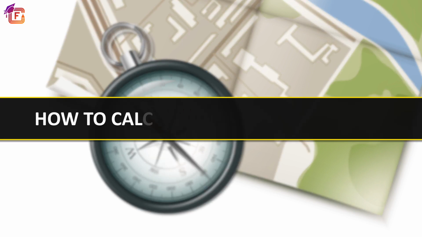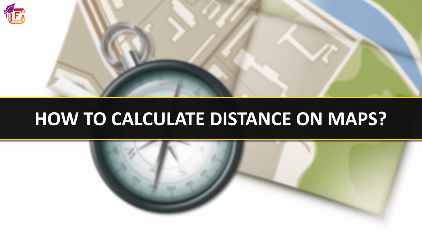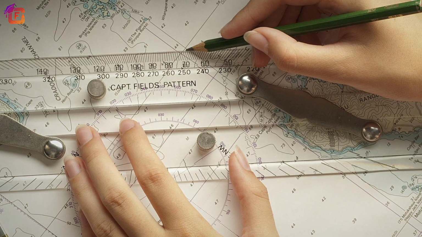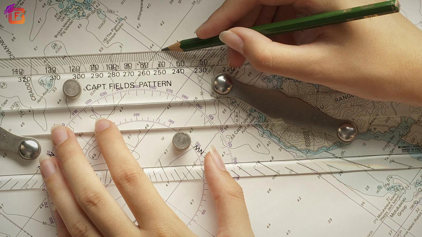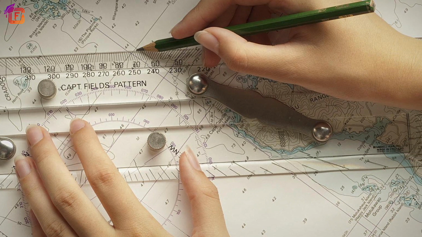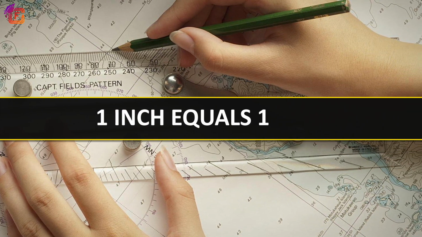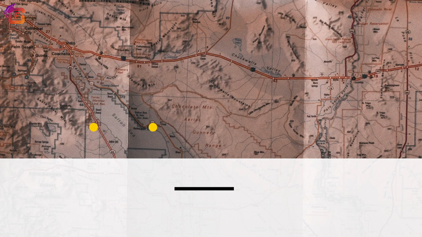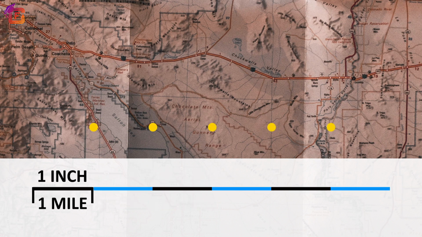Learners, do you know how to calculate distance on maps? Okay, don't worry, I'll tell you. Calculate the distance by simply measuring it with a ruler if the scale is a verbal expression, that is, 1 inch equals 1 mile. For instance, if the scale says 1 inch is equal to 1 mile, then the actual distance on the ground is that amount in miles for every inch between the 2 points on the map.